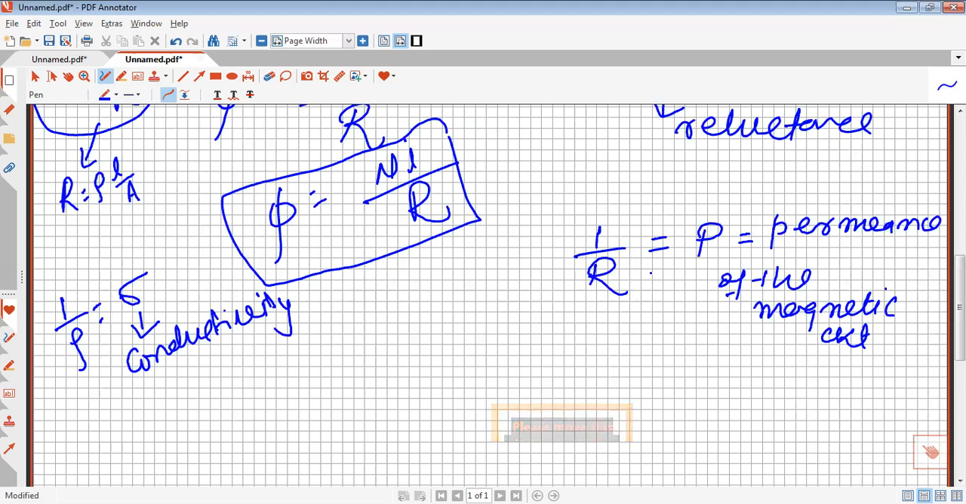So these are certain very fundamental concepts which I have discussed here. In the next part, I will discuss some numericals based on the application of this.